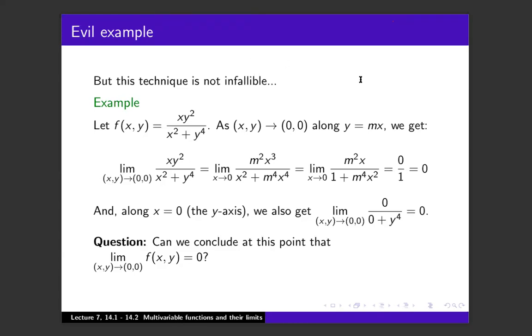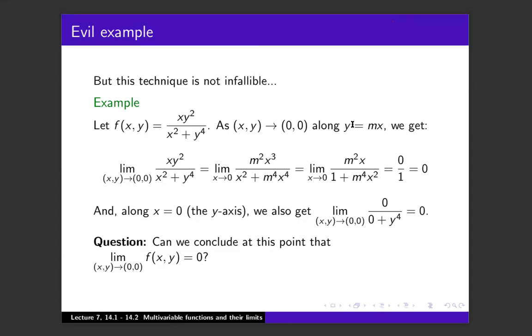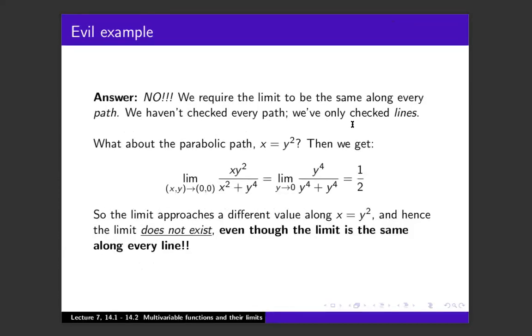It's very tempting to say that the answer to this question is yes. It's very tempting to say, yeah, sure, of course it's 0 at this point. We just saw that it always goes to 0 no matter what line you go through. But we can't conclude that. It turns out that you need to check not lines, but entire paths. We only checked lines. There could be another path where it's something different.